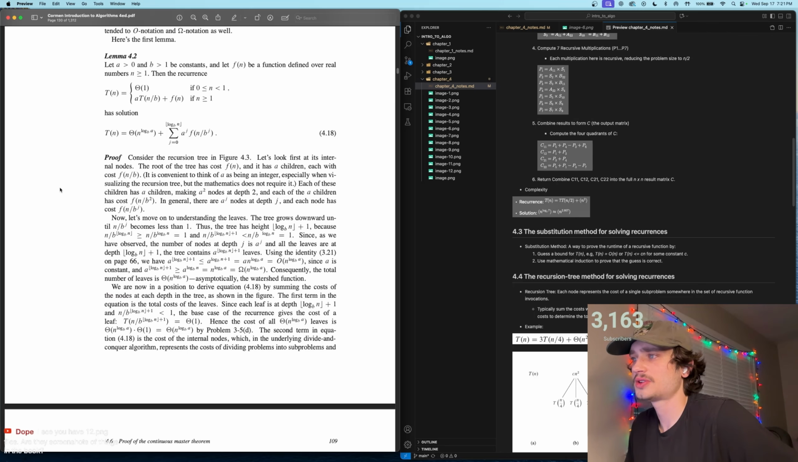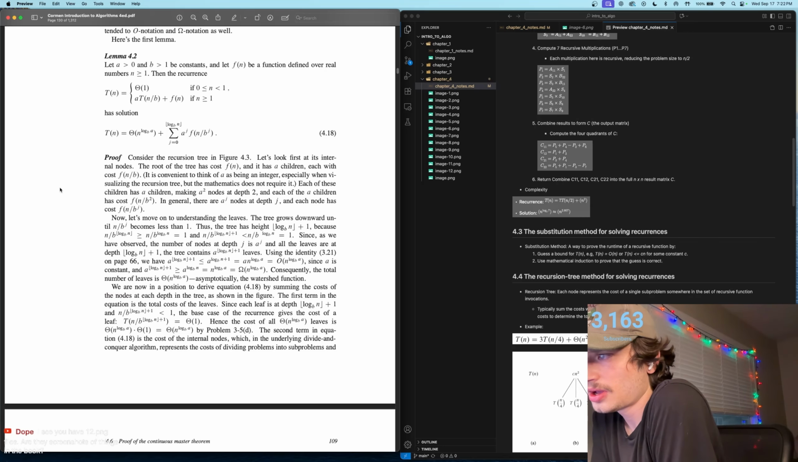Now let's move on to the understanding of the leaves. The tree grows downward until n over b to the power of j becomes less than 1. Thus, the tree has height of the floor of log base b of n plus 1. Because n over b to the power of floor of log base b of n is greater than or equal to n over b to the power of log base b of n, which is equal to 1, and n over b to the power of floor of log base b of n plus 1 is less than n over b to the power of log base b of n, which equals 1.